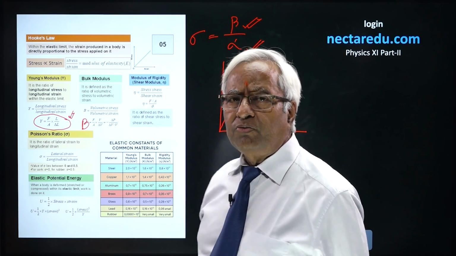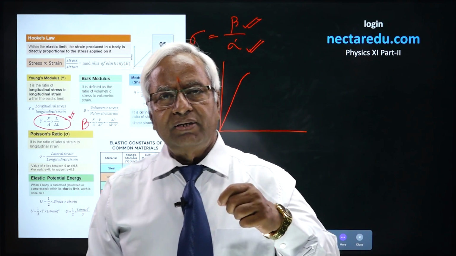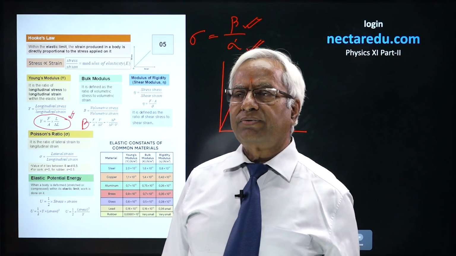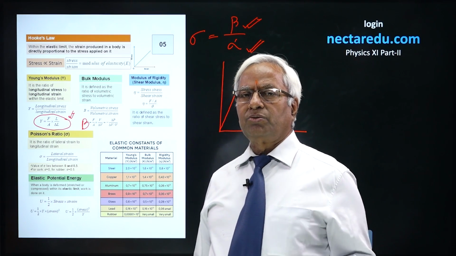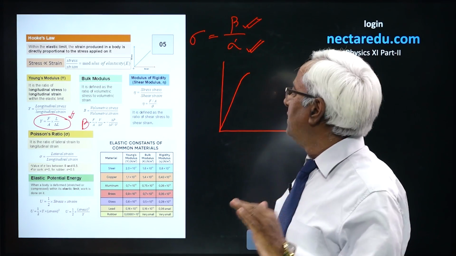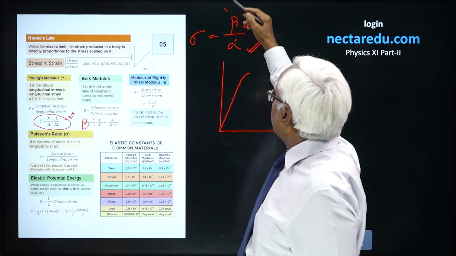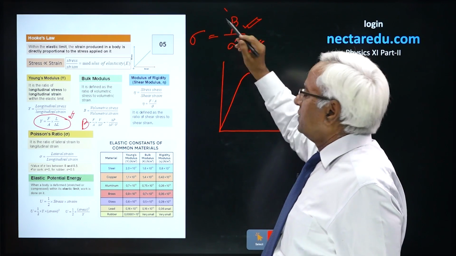Primary strain means you first change the length of the wire, then it is followed by the change in radius. That's why the nomenclature primary and secondary. It's also known as longitudinal and lateral. This is known as lateral strain. This is known as longitudinal strain.